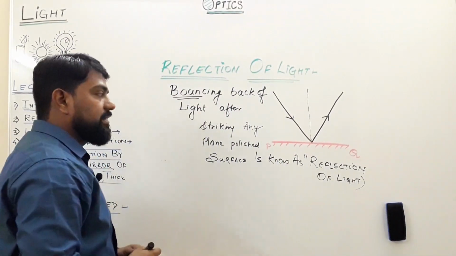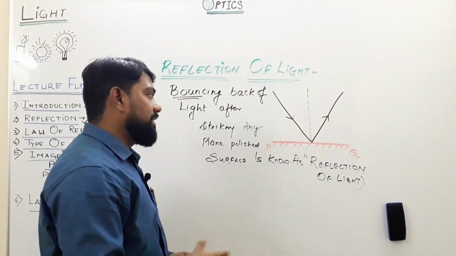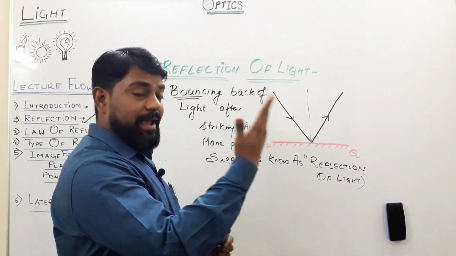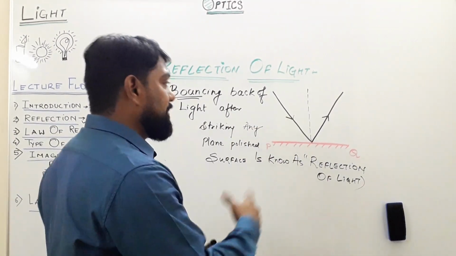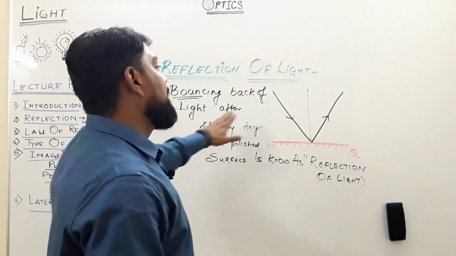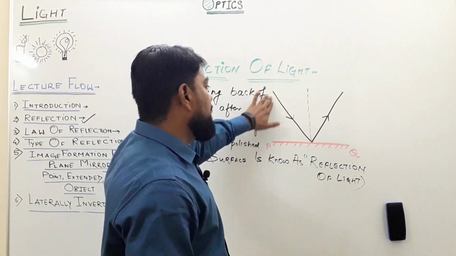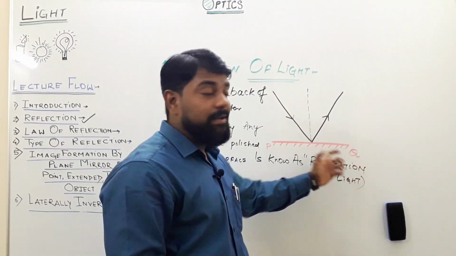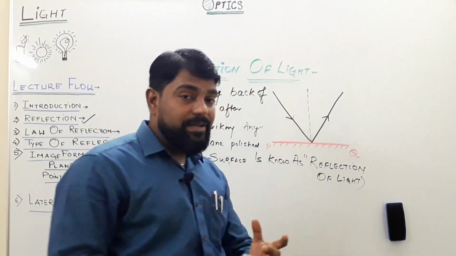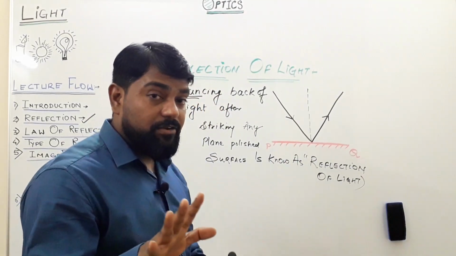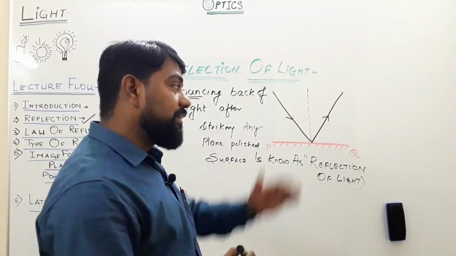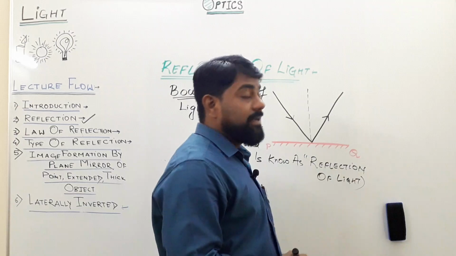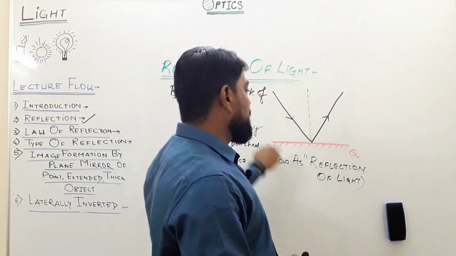It means whenever we have a ball, a Costco ball or a canvas ball, when we make it strike the ground surface, it comes back, it bounces back. The same thing happens in the case of light also. Whenever any light ray strikes any plane polished surface, for example a mirror, we are not talking about glass, we are talking about a mirror whose one surface is polished, the ray of light will bounce back in the same medium.